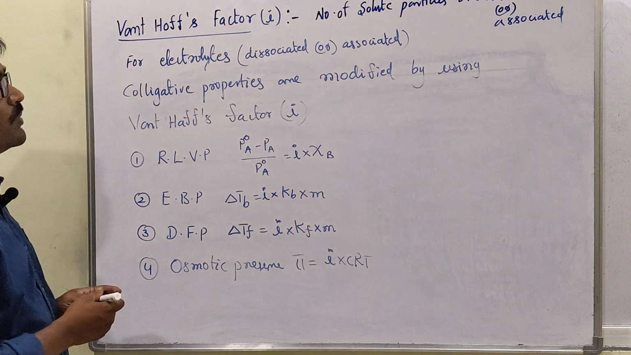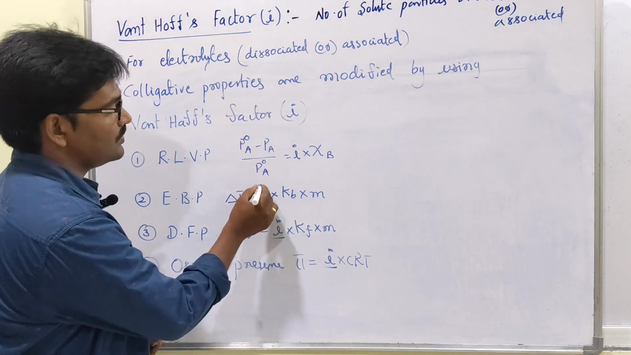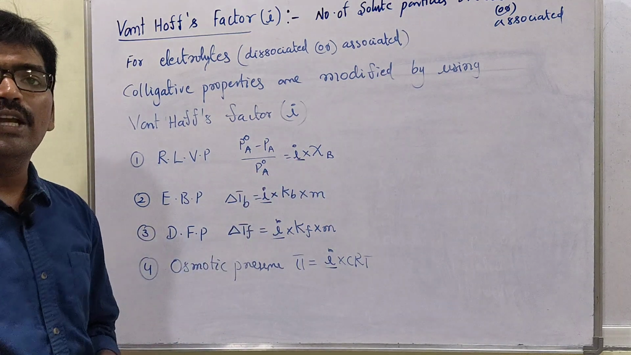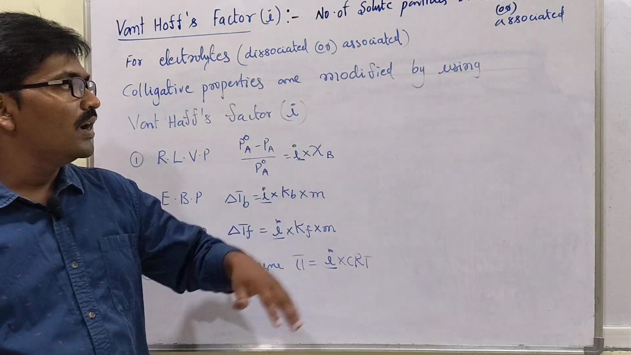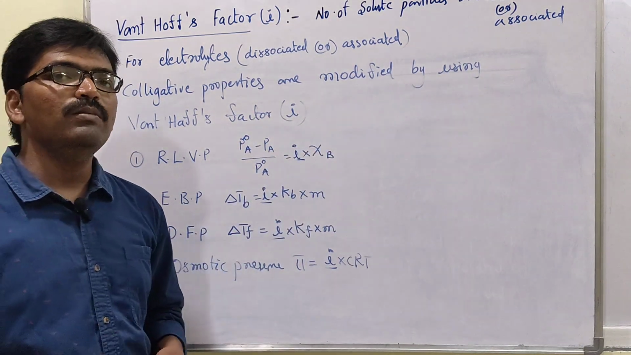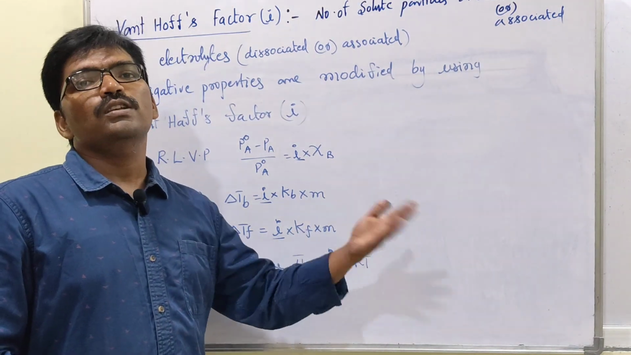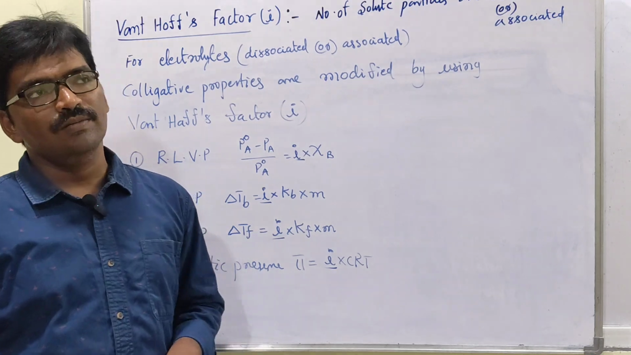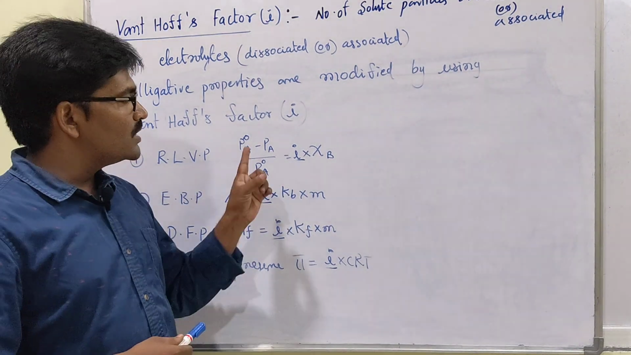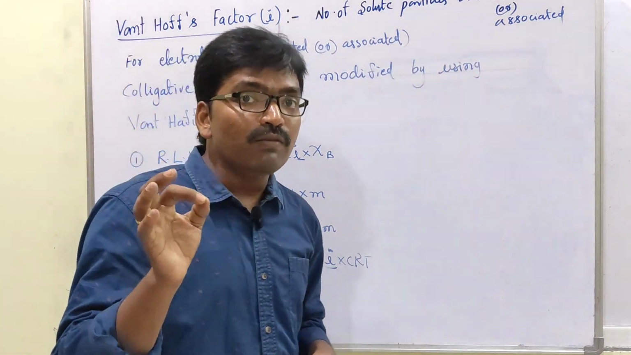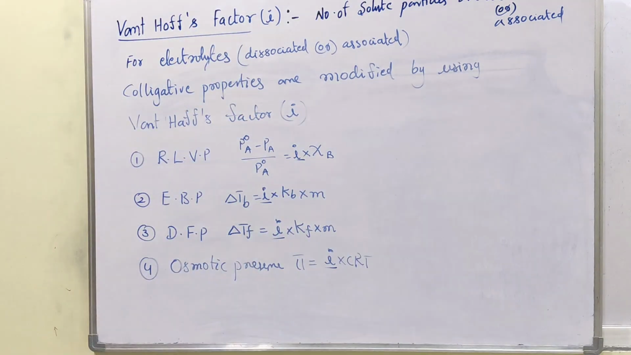So we have introduced these values, we have introduced the i factor. How do we find out the i factor? For dissociation, it is the number of particles after dissociation divided by before dissociation. Association also, the number of particles after association divided by before association. Now based on this, we will do some problems on the Van't Hoff factor, to see what type of questions they ask in the NEET or JEE examination.